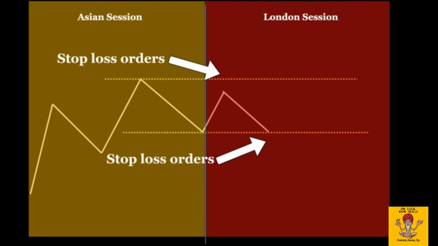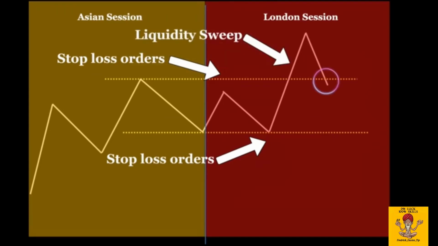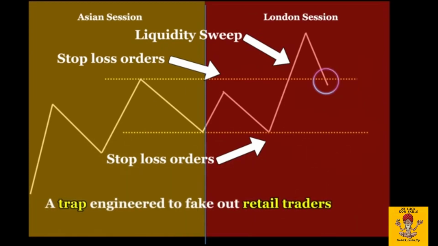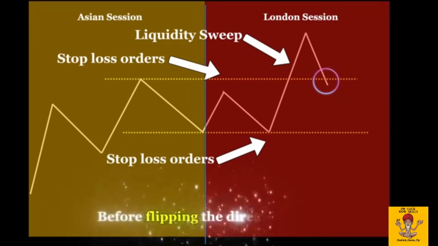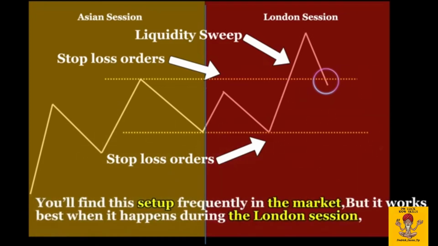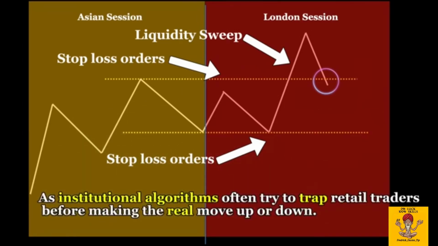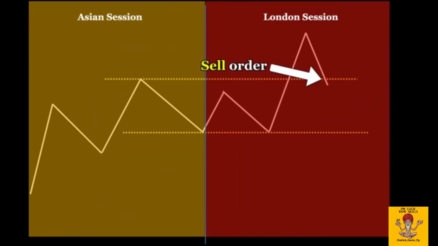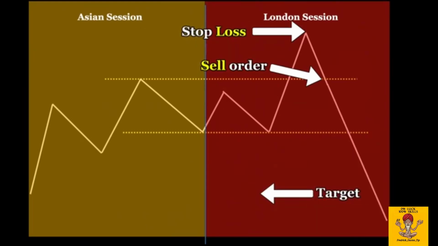Look at what happened. The market breaks the most recent high, sweeps the liquidity, then reverses and drops back below the level. This is classic institutional behavior, a trap engineered to fake out retail traders before flipping the direction. You'll find this setup frequently in the market, but it works best when it happens during the London session, as institutional algorithms often try to trap retail traders before making the real move up or down.